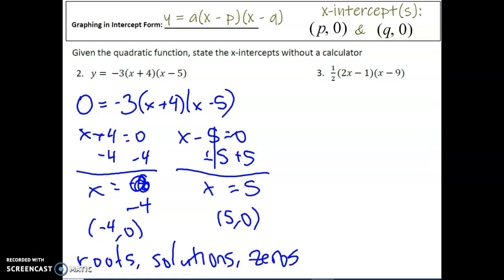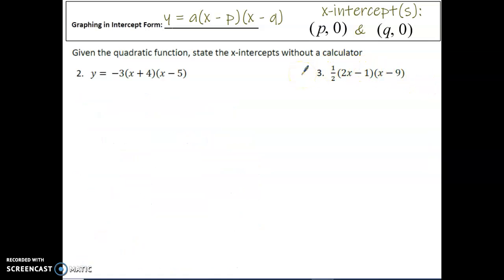Okay, let's try the other one. So on this one, again, I'm going to set it equal to 0.